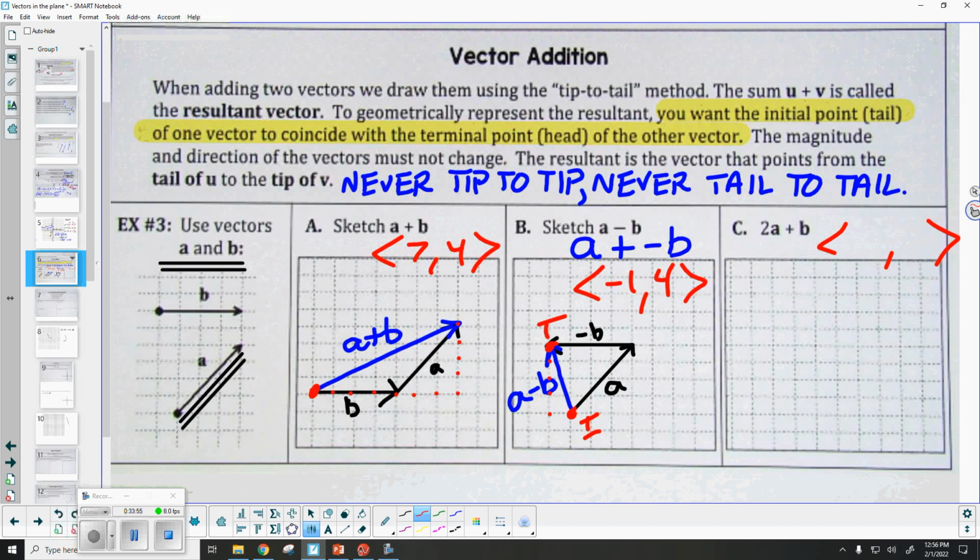Okay, so the only thing that's changing here is vector A, you're doubling its what? Its length. What's another word for length? Magnitude. Okay, so we're doubling the magnitude. Vector B remains the same.